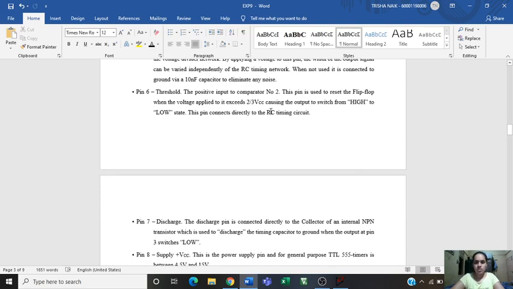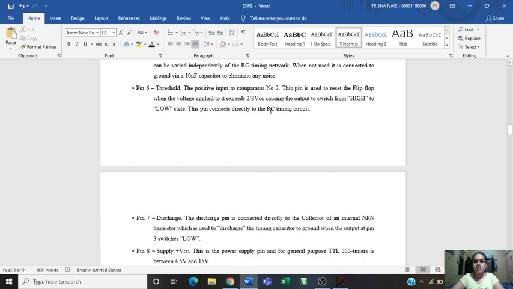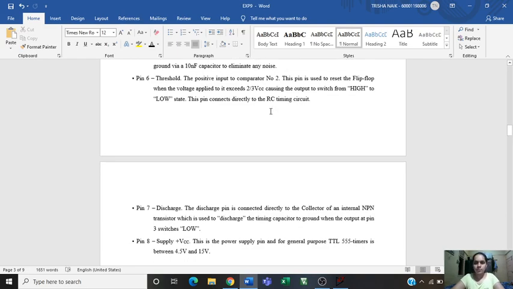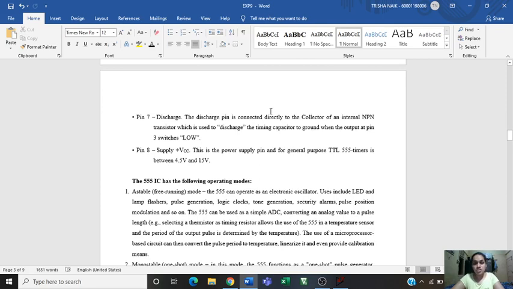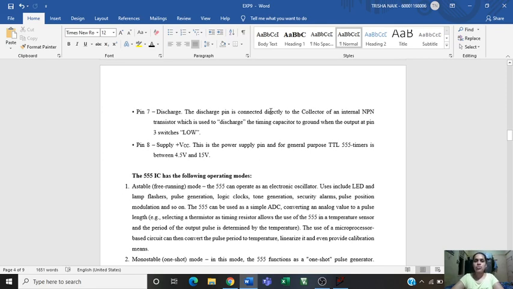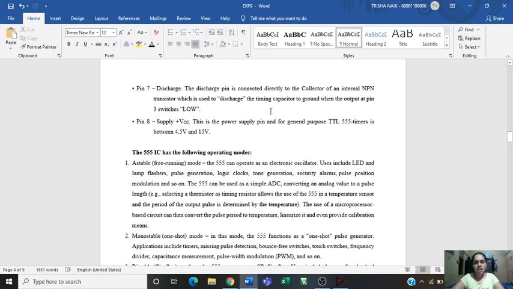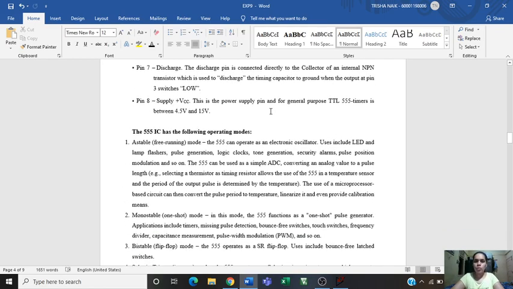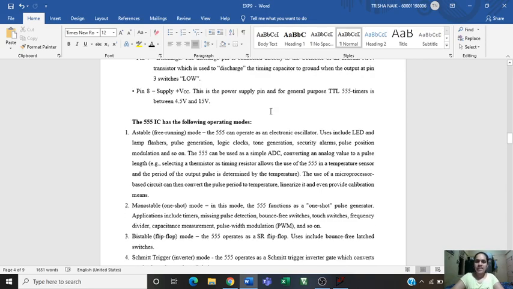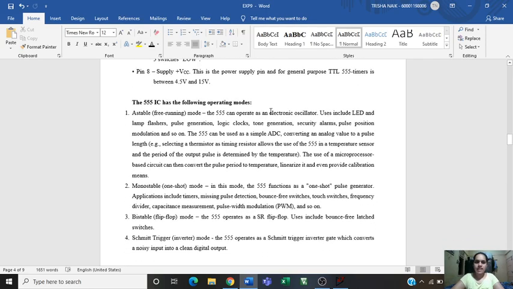Pin 6 is threshold. It is the positive or non-inverting input to the second comparator. It is used to reset the internal flip-flop when the applied voltage exceeds 2/3 VCC. It causes the output to go from high to low. Pin 7 is discharge. This is connected to the collector terminal of the internal transistor. It is used to discharge the timing capacitor when the output goes low. Pin 8 is the VCC or the supply pin of the IC.